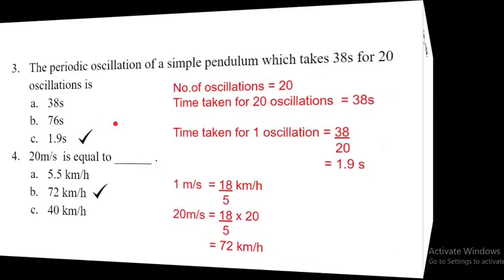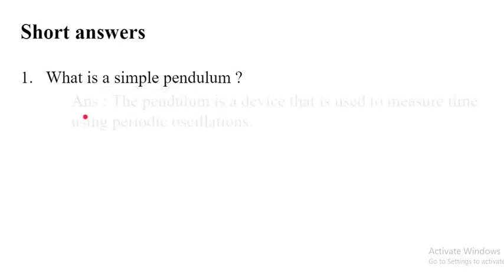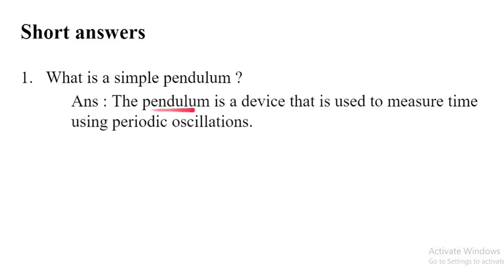Now, we will revise some short answers. What is a simple pendulum? Yes, very good. The pendulum is a device that is used to measure time using periodic oscillation. So, what is a simple pendulum? The pendulum is a device that is used to measure time using periodic oscillation.